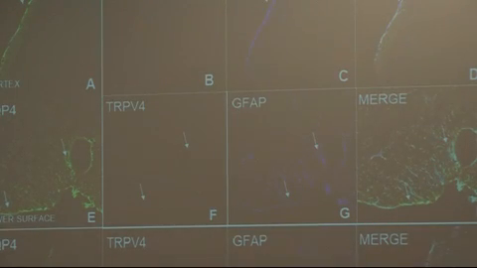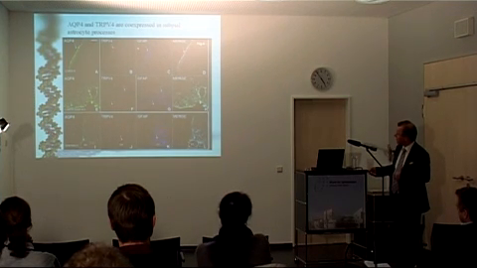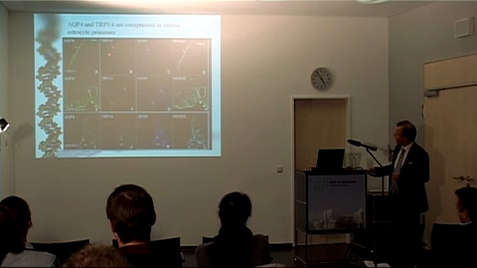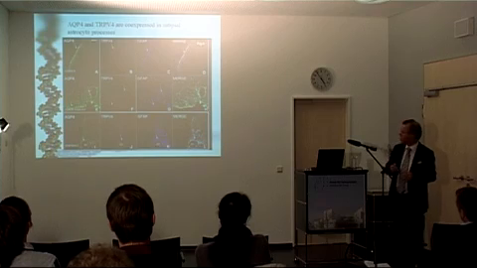So when we look into the intact brain, what we find is that Aquaporin 4 and TRPV4, here in red. Again, it's a bit too light to see this difference. But the point is that Aquaporin 4 and TRPV4 are co-expressed at the surface of the brain and also surrounding the Virchow-Robin spaces.